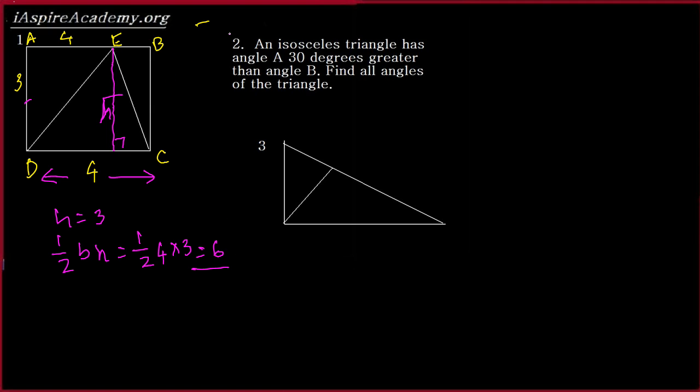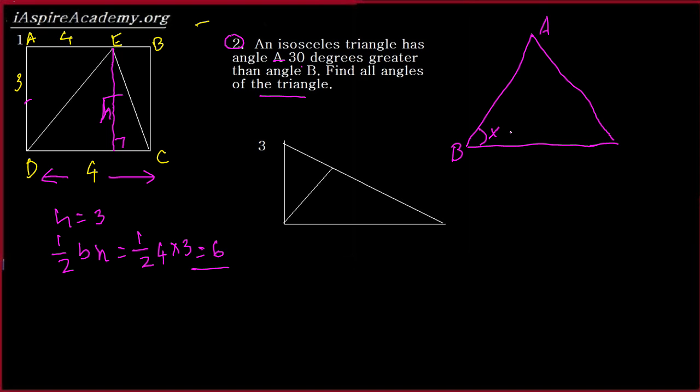Now the second problem. The second problem is an isosceles triangle has angle A 30 degrees greater than the angle B. Find all the angles of the triangle. In such a problem, when there is no diagram given, you should always draw the diagram, which makes things a little easy, so that you can visualize the problem. So let's say this is an isosceles triangle, and it says A is 30 degrees greater than the angle B. So that means B is this.